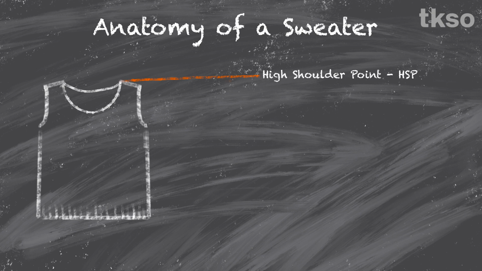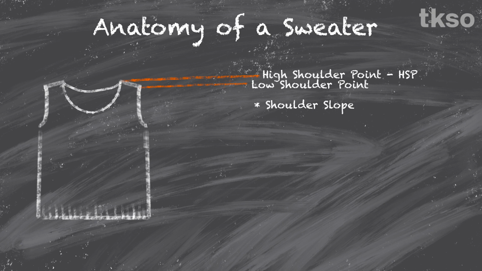The highest point of the sweater, right where the shoulder connects with the neck opening, is called the high shoulder point, or HSP for short. Below that, at the other end of the shoulder, is the low shoulder point. The distance between these 2 points is the shoulder slope or shoulder drop.